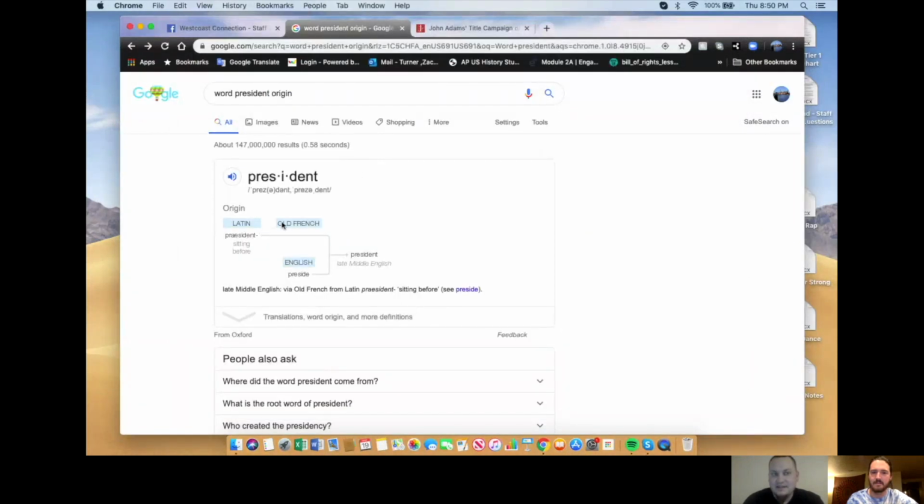And if you want to go by that logic, some people would argue that John Hancock could be the first president because he was the president of the Second Continental Congress when the Declaration of Independence was actually signed.